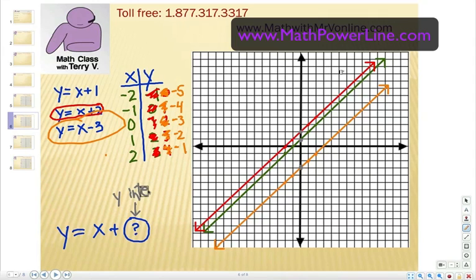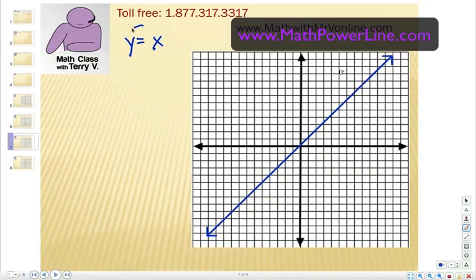Now let's take a look at how to change the angle of the line. So again, our parent function, the very starting point, is y equals x, and we graphed that on the very first page of this video, and it looks like this. Now we're going to manipulate it a little bit and see what happens. What if we multiply it by 2? What if we multiply it by 3? What if we multiply it by a negative number?